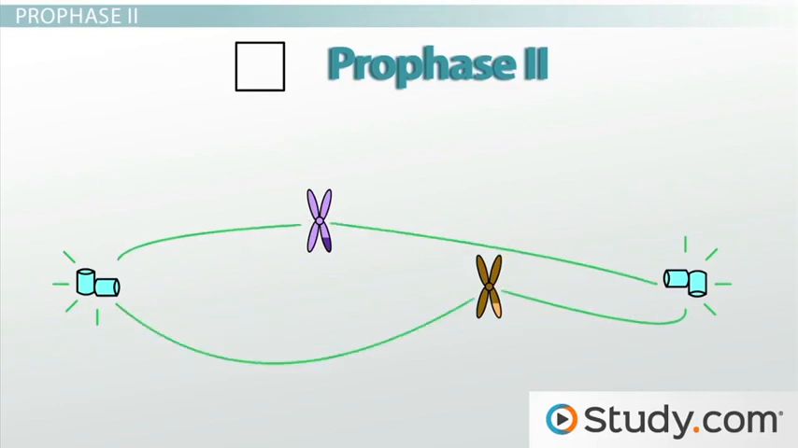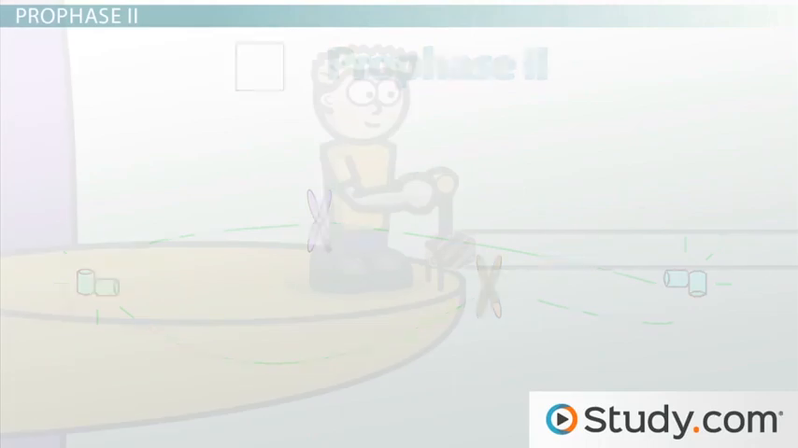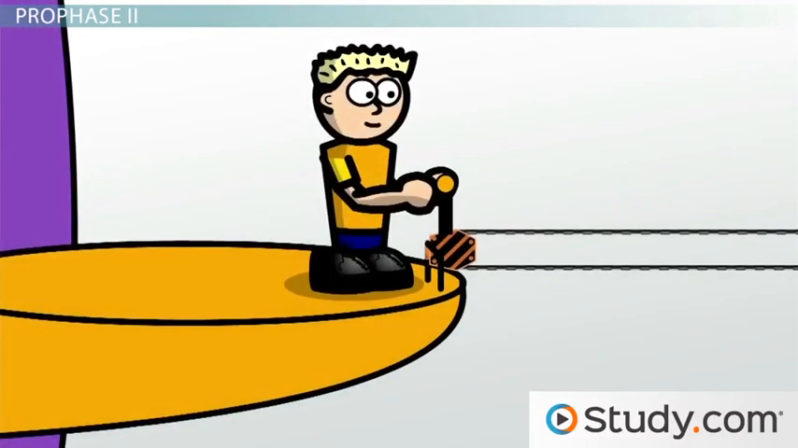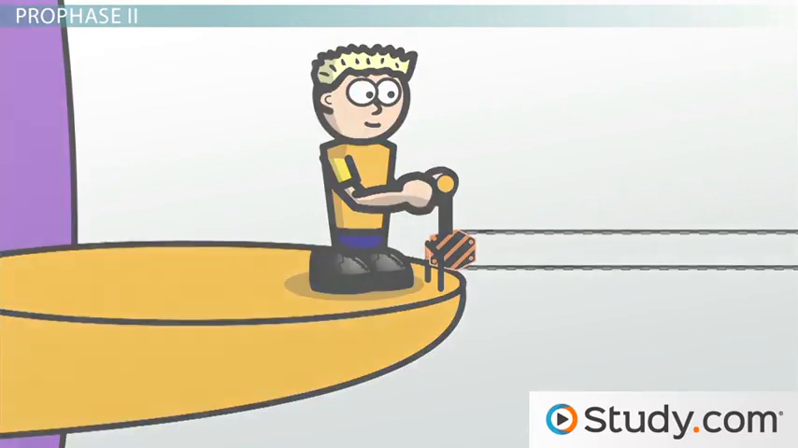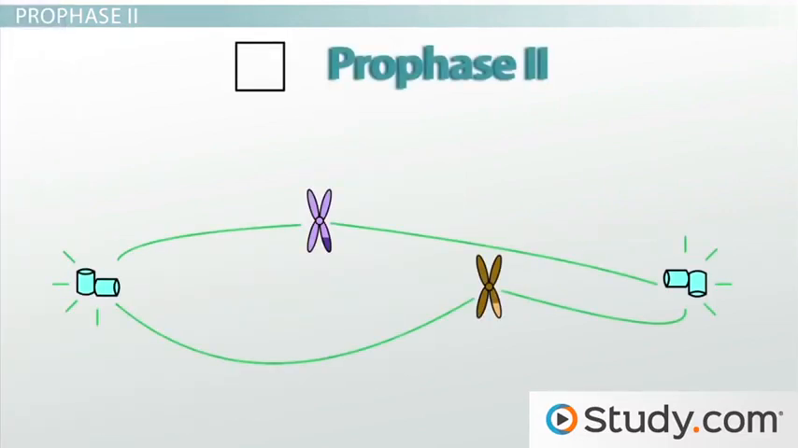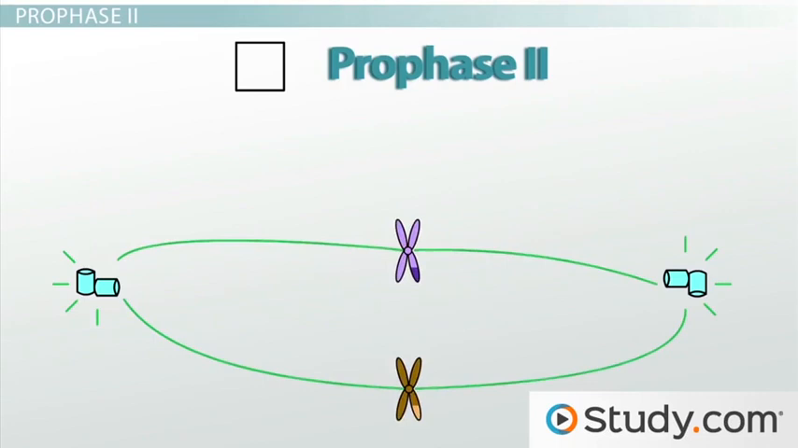The meiotic spindle attaches to the kinetochores. And as in mitosis, our little kinetochore friend is busy working on those winches on either side of the chromosome. By adjusting the length of the microtubules on each side, the kinetochore positions each chromosome in the middle of the cell. And by the end of prophase 2, the nuclear membrane has broken down and the meiotic spindle apparatus has assembled.